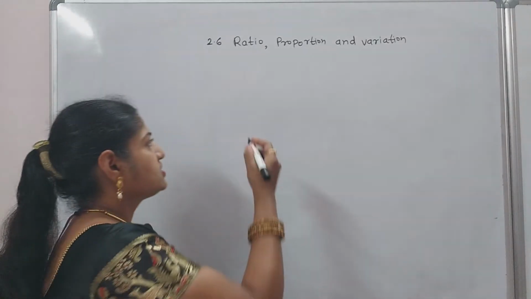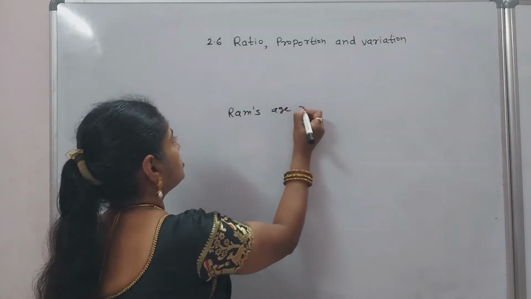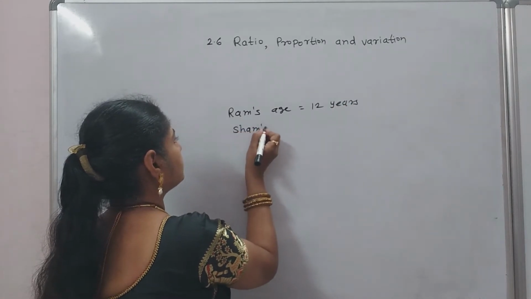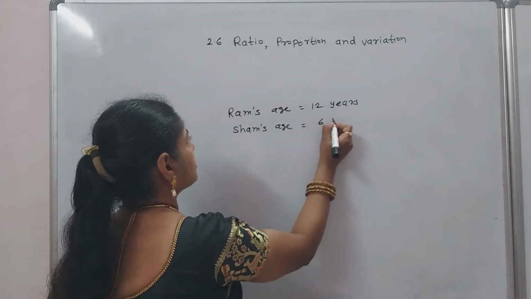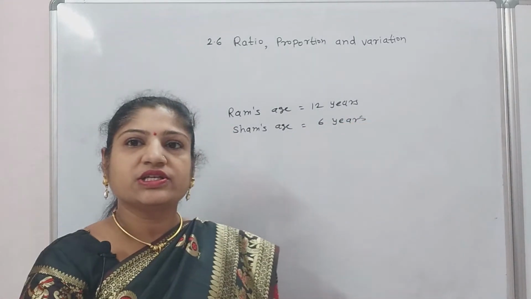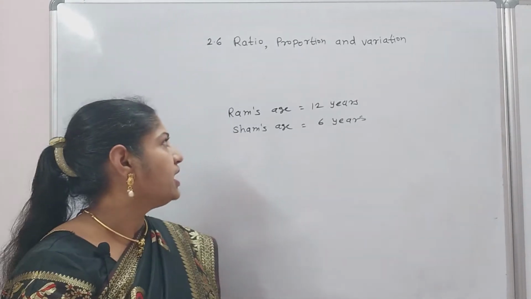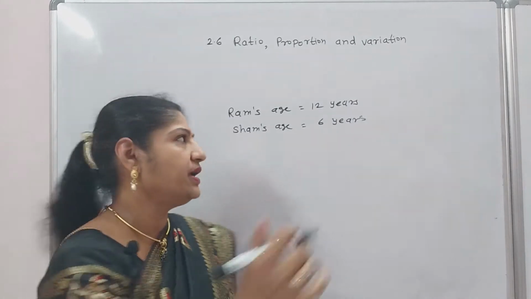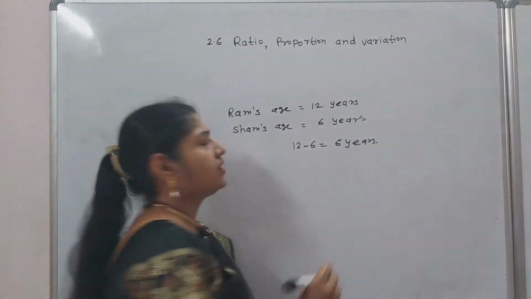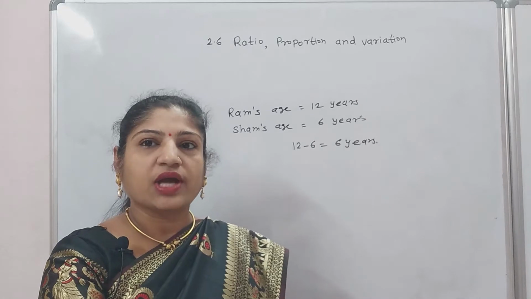For example, suppose Ram's age is equal to 12 years, Sham's age is equal to 6 years. Now compare the ages of Ram and Sham. How do we compare their ages? We say that Sham is younger than Ram by 6 years, by taking the difference. Ram is older than Sham.